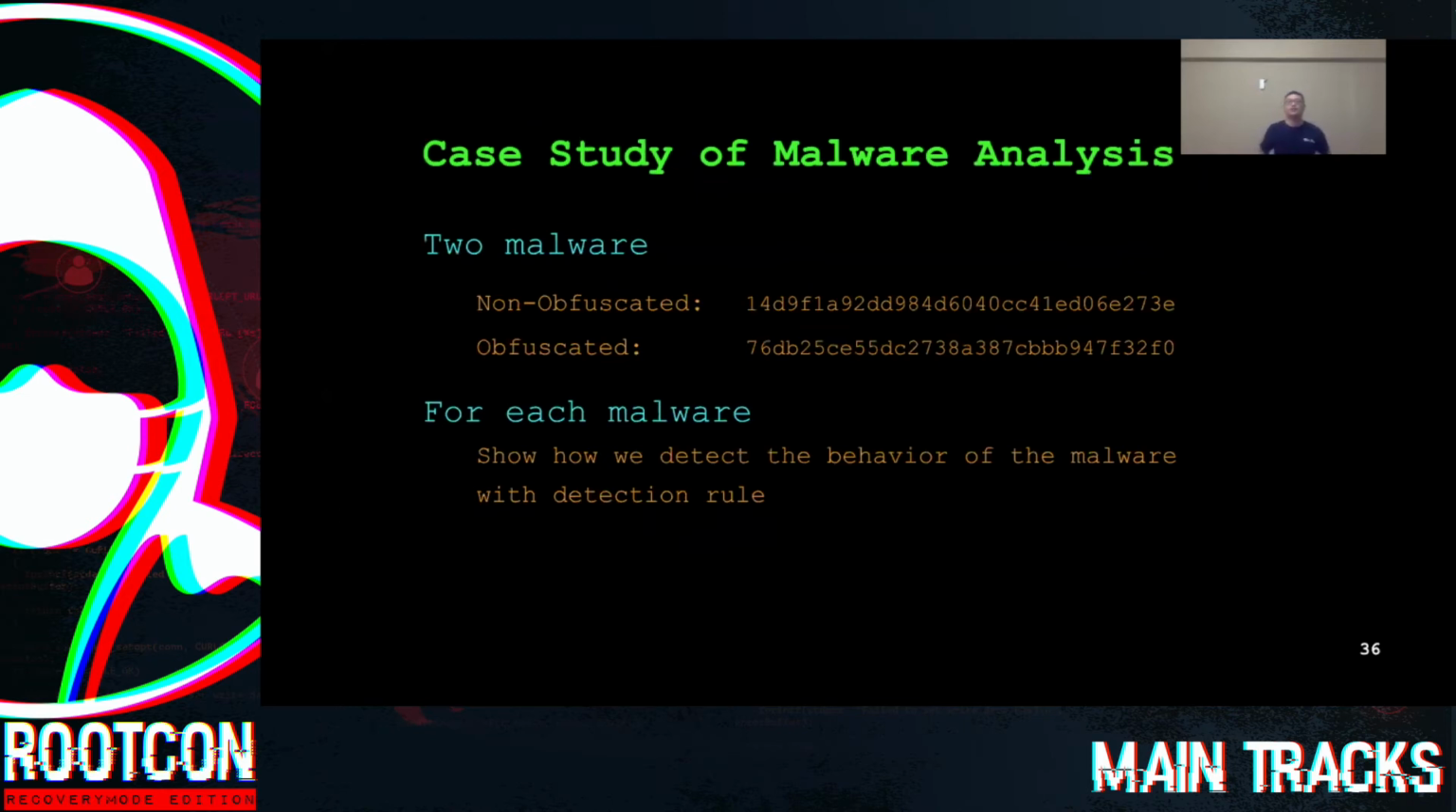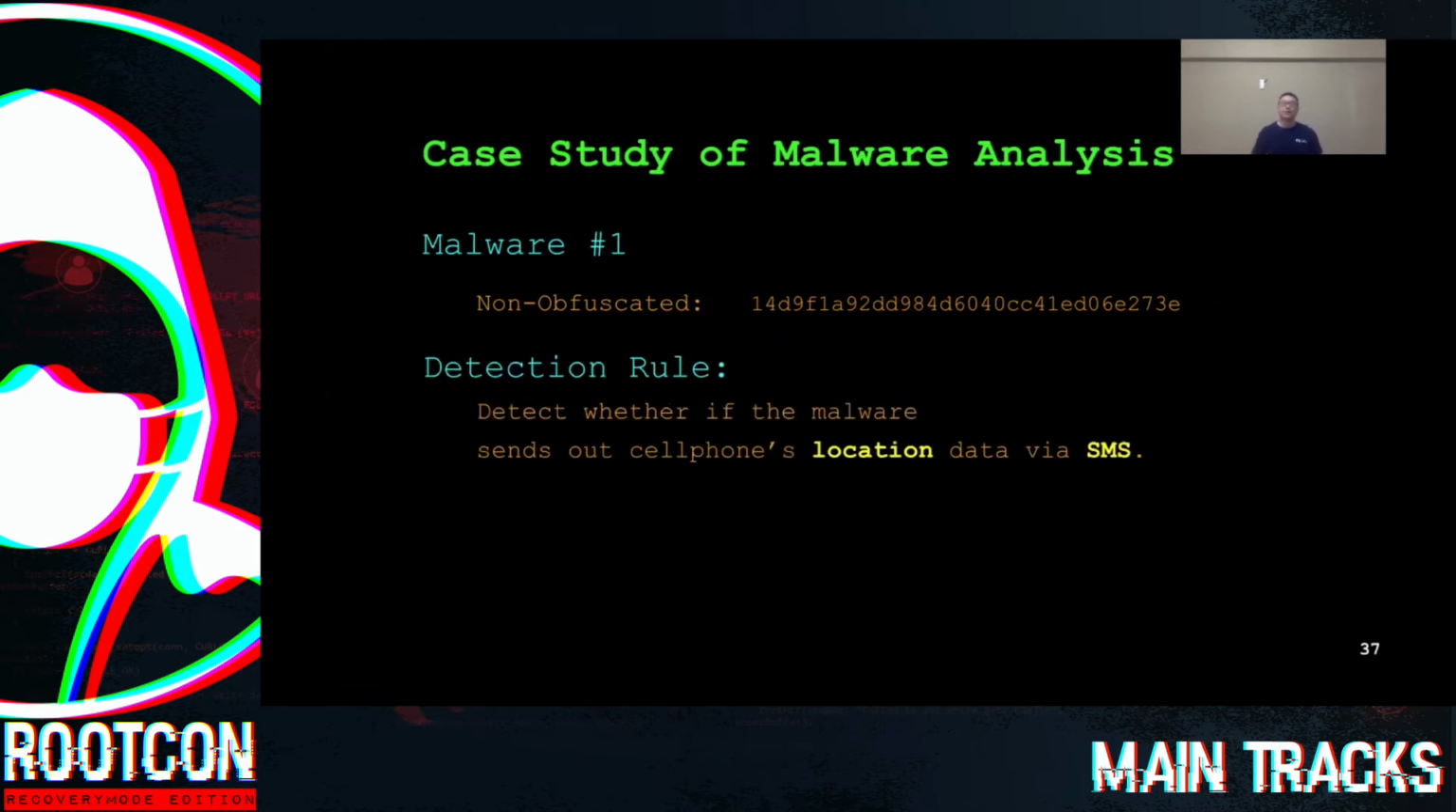In this section, we prepare 2 malware samples. One is non-obfuscated, and the other one is obfuscated. For each malware, we will show how we detect the behavior of the malware with the detection rule. Now let's look at the first malware. This is a non-obfuscated one. We will use the rule in Quark Engine to detect whether the malware sends out cell phone location data by using SMS.